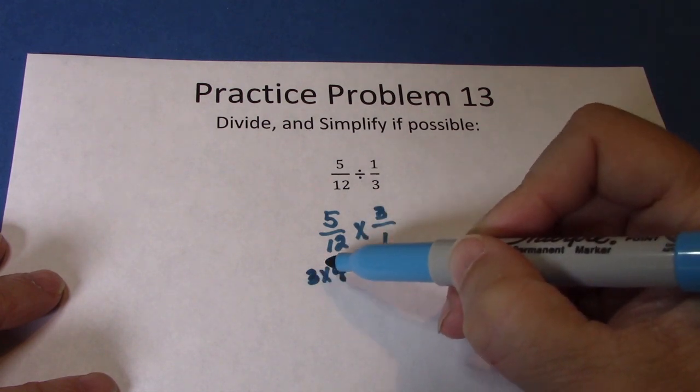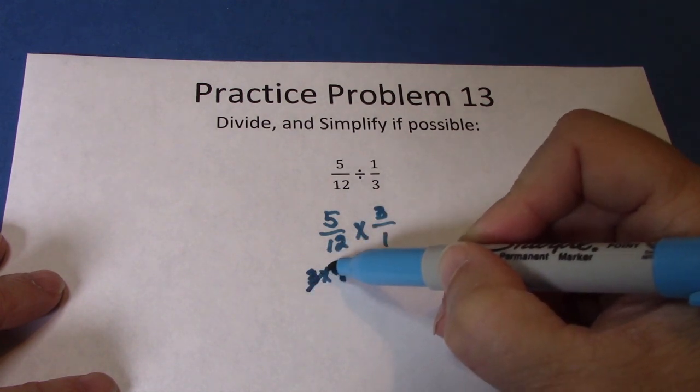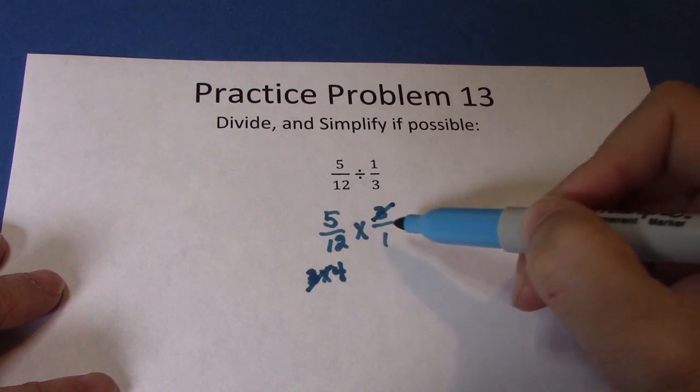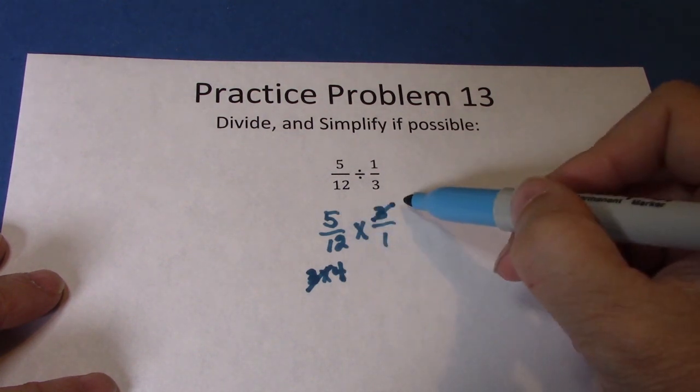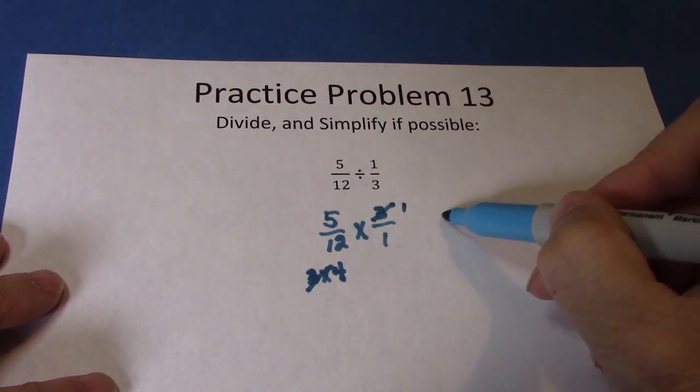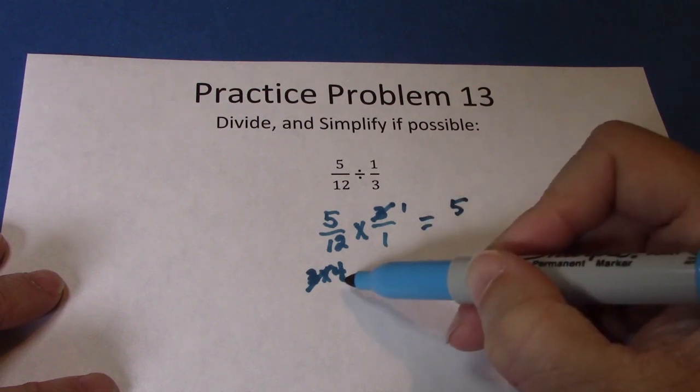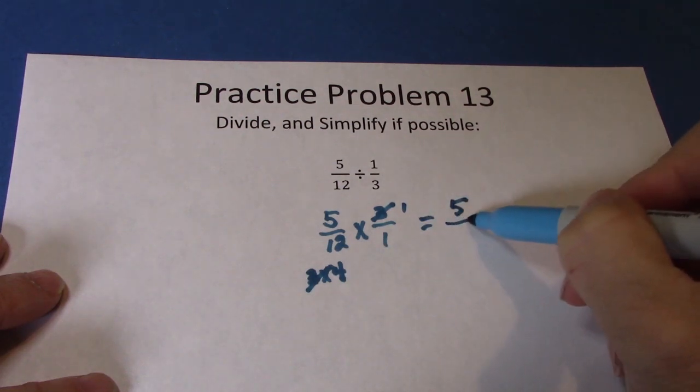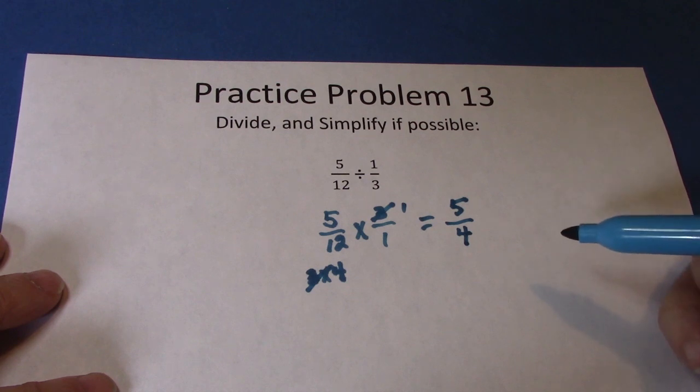So down here I see that I can get rid of this 3 and that 3. I'm left with 4 down here, and I'm left with 1 up there. 5 times 1 equals 5. This is now 4 times 1 equals 4.